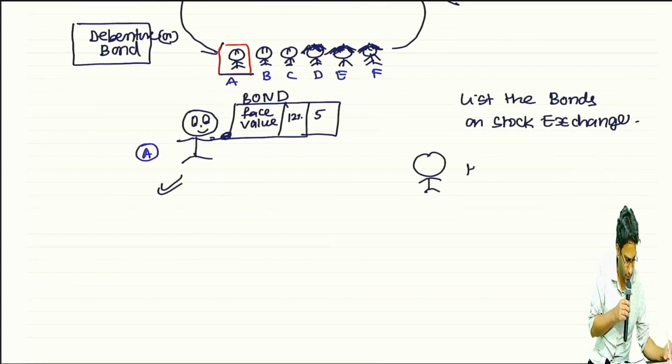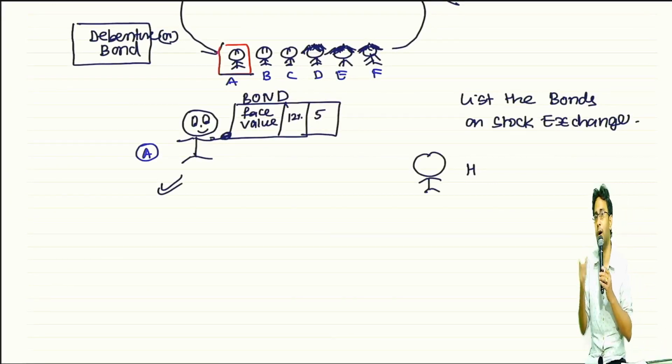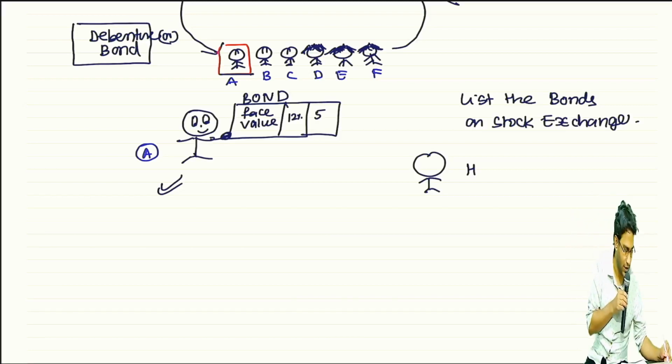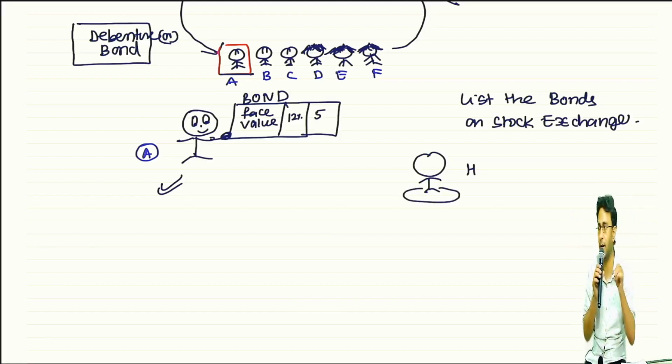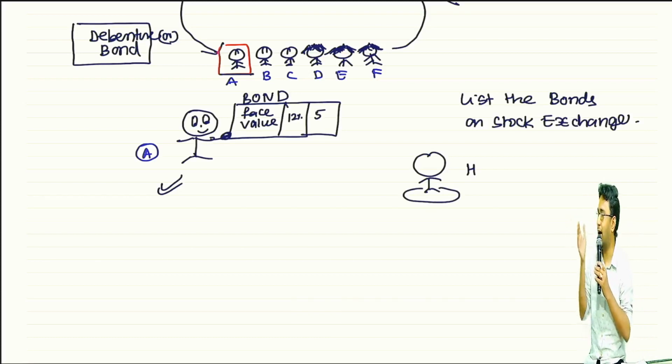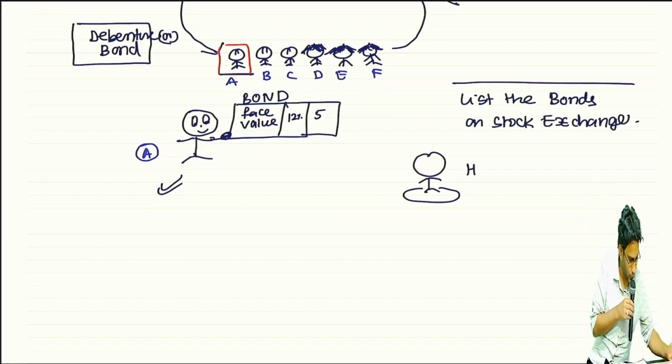Now, there is some H. He wants to buy the bond of this company, but the company is not issuing any bonds right now because the issue is already over. They raised the money they wanted. Today they are not in need of money, they will not issue any bonds. But this fellow desperately wants bonds of this company only. There is another fellow who desperately wants to sell the bonds. Now, the only thing I have to do is make A and H meet. That happens when you list the bonds on a stock exchange.